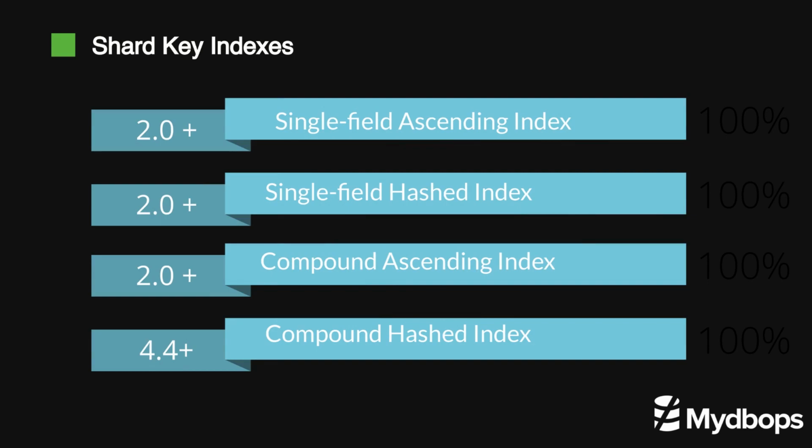So this is the journey of shard key indexes. We have single field ascending index, single field hashed index, compound ascending index, and compound hashed index, which was released in 4.4. You cannot create a descending index in a shard key. It will throw an error.